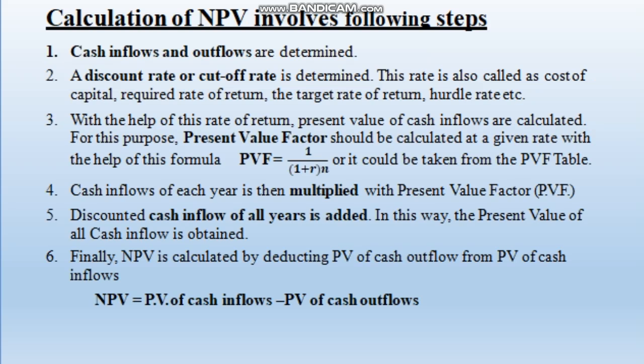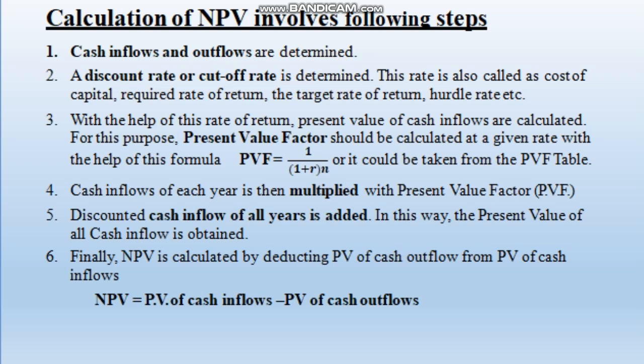Let us see what steps are included in the calculation of the net present value method. Cash inflows and cash outflows are determined first. A discount rate or cutoff rate is determined then. This rate is also called the cost of capital, required rate of return, target rate of return, hurdle rate, etc.